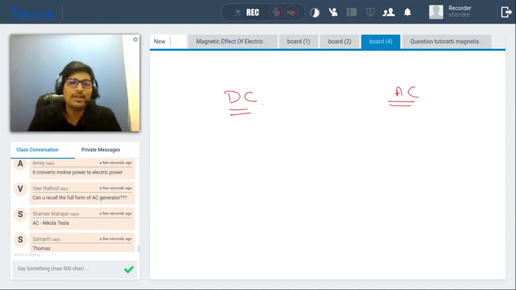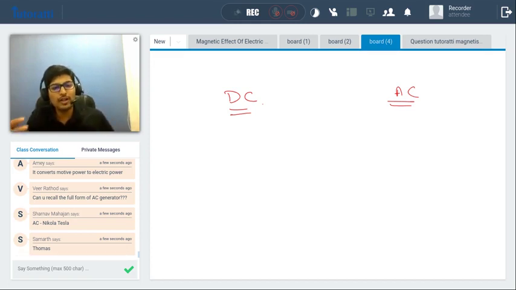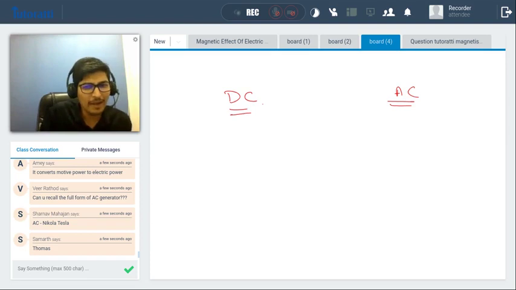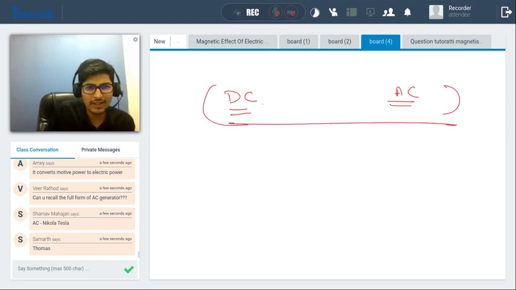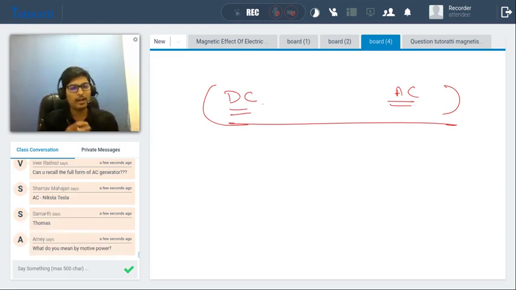If you want to produce a DC current, you will need a DC generator, right? If you need to produce an AC current, you will need an AC generator. So in our power plants and everywhere, they use these generators to produce electric current. The basic mechanism, I want to explain in a very easy way, right? Basically, what happens is the phenomenon of electromagnetic induction.